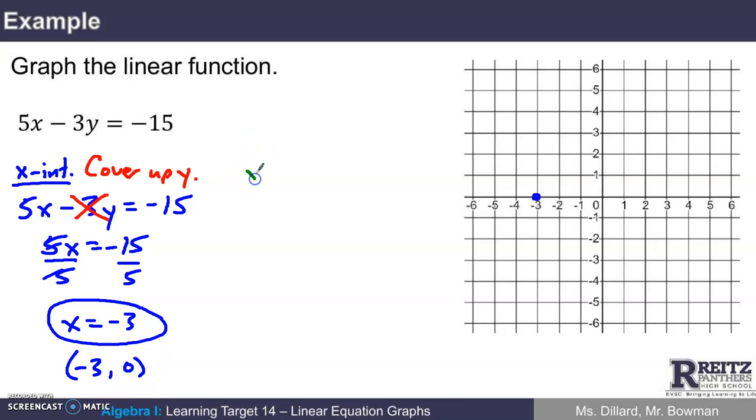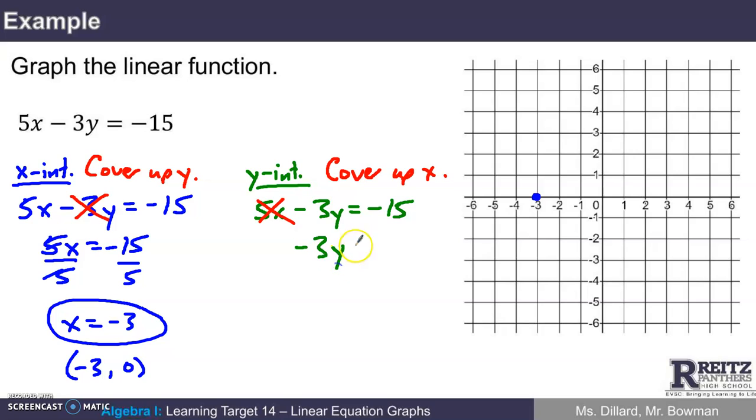And I also would like to find the y-intercept. So I'll write the equation 5x - 3y = -15. But this time, I'll cover up the x. So cross out the x term and write exactly what's there. Don't lose this minus sign. That's -3y = -15. And if I divide both sides of that equation by -3, well, I get y = positive 5.